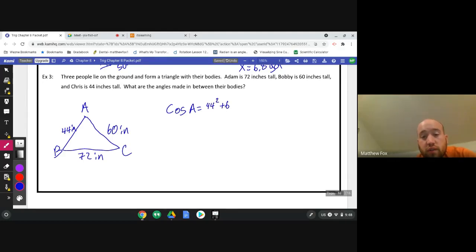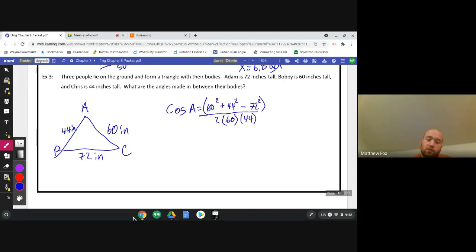squared plus 60 squared. Technically I have that opposite, I guess, of the formula, so let me switch that around. Not that it matters at all, but just in case someone's going to be confused why I did that. So 60 squared plus 44 squared minus, and all this will be in parentheses, minus whatever that side is, so in our case 72 squared, divided by, then it's 2 times B times C.